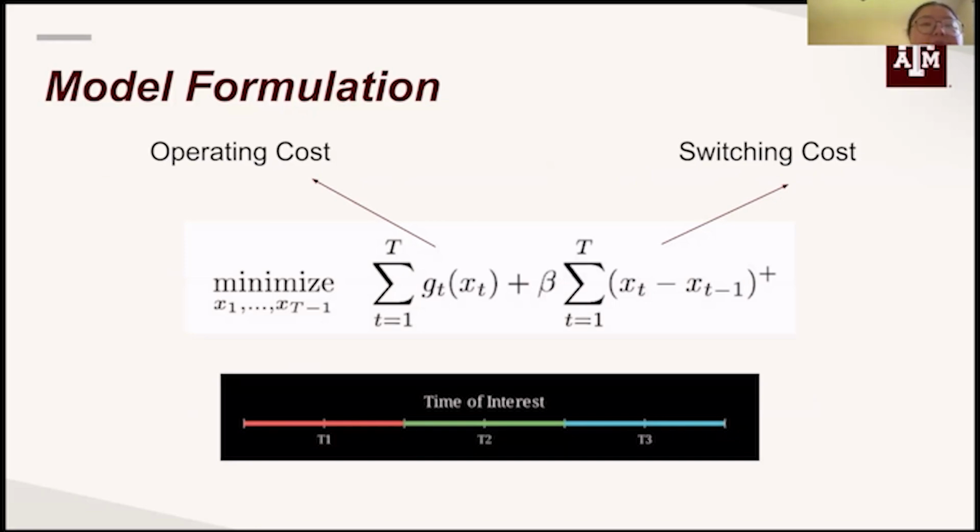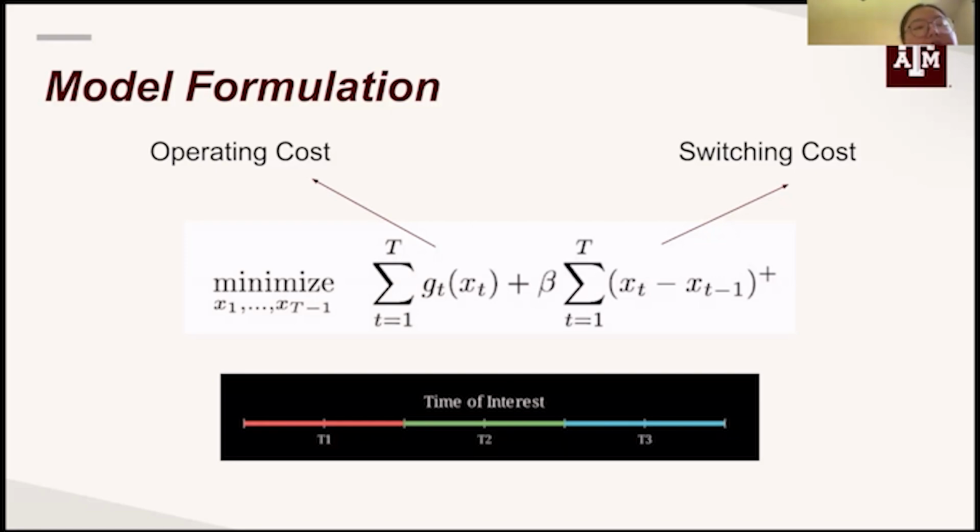So we can see on the left-hand side of the plus sign, it's the operating cost, and on the right-hand side, it's the switching cost. We take a summation over t, which stands for time. That's because this model will discretize the time of interest of the operating data center into a certain number of time slots. Assuming that we have 3 time slots, then xt will stand for the number of active servers for each time slot. And gt is the convex function that approximates the operating cost of xt servers.